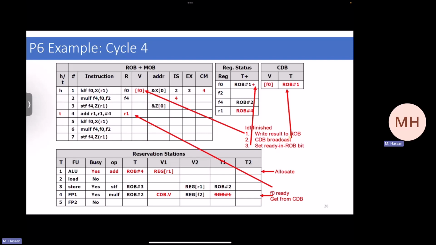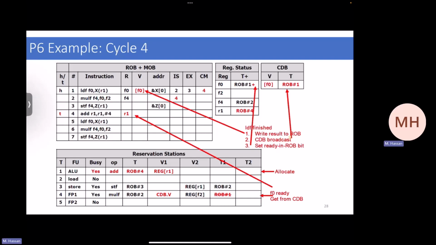But I can issue the add. If I issue the add, first of all, I allocate the reservation station. This is the ALU. I have R1 as a source and then an immediate value. So I take register R1, and V2 will be the immediate value, so I don't have to worry about it. And then my destination is going to be R1. This is my entry 4, so I have to tag R1 to be ROB4, and then I write it here into my destination.